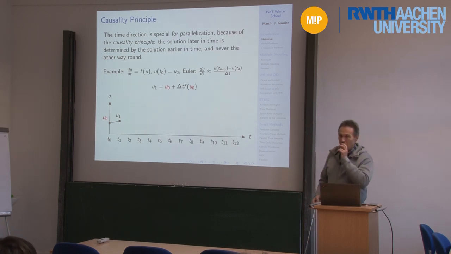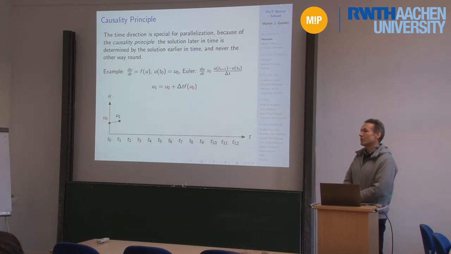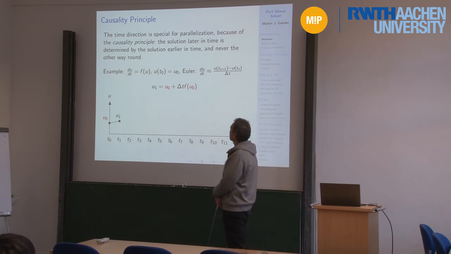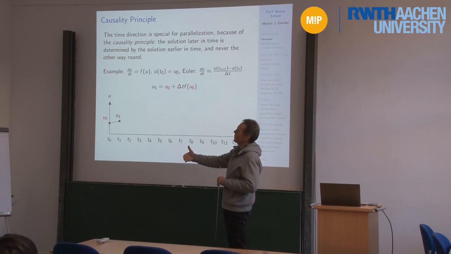So why is this not supposed to work? Let's take a simple example. This is an example to show you what the causality principle is. The causality principle says that for an evolution problem, what happens later is determined by what happens earlier, and it's not going the other way around. For example, weather prediction, the weather system, what happens later is determined by what happened earlier.